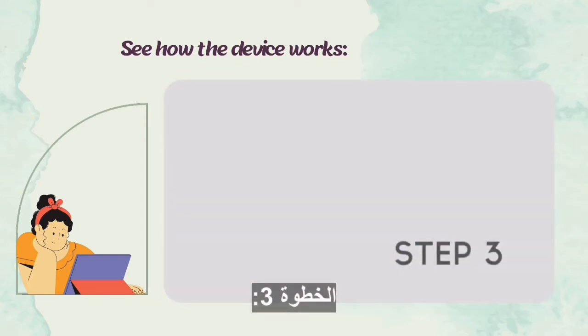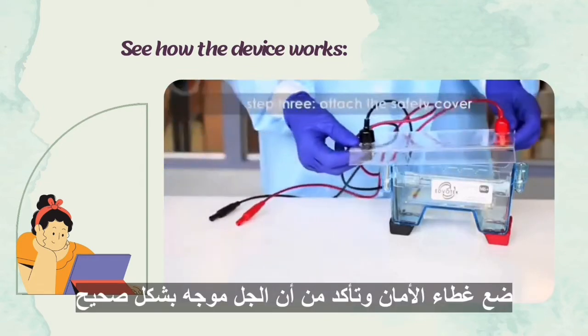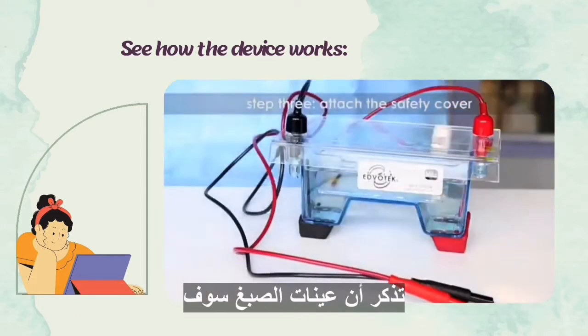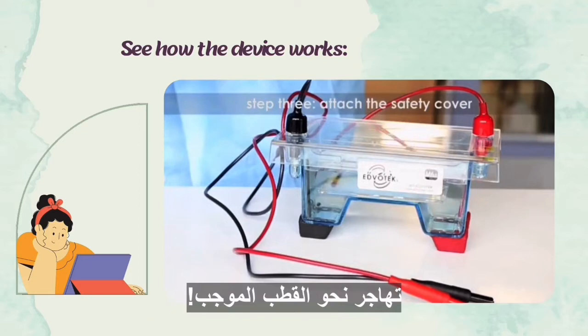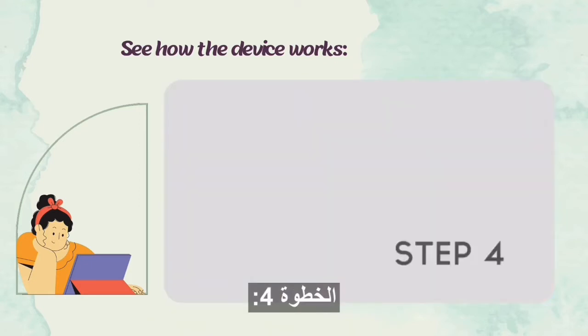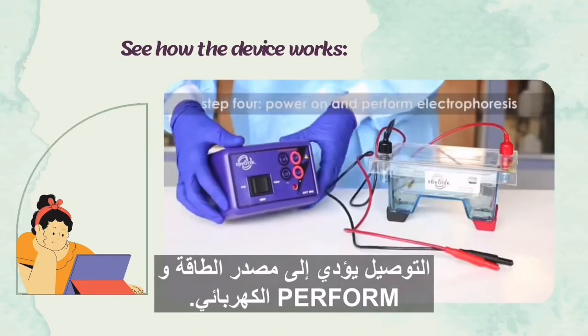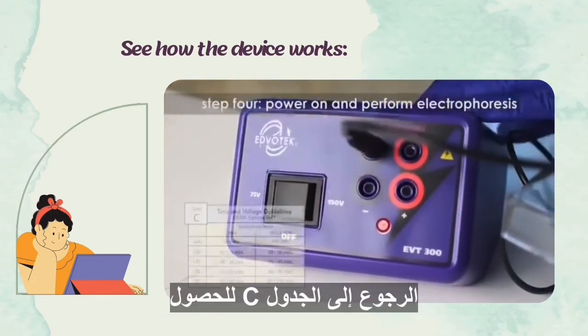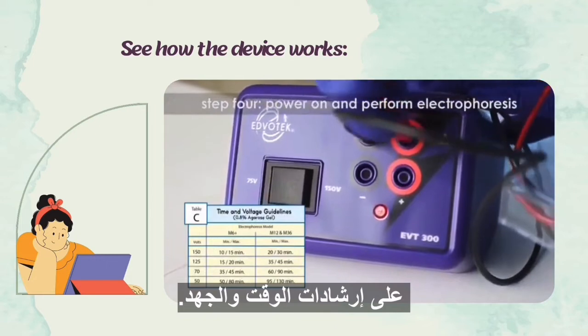Step 3. Place the safety cover and check that the gel is properly oriented. Remember, the dye samples will migrate toward the positive electrode. Step 4. Connect leads to the power source and perform electrophoresis. Refer to Table C for time and voltage guidelines.